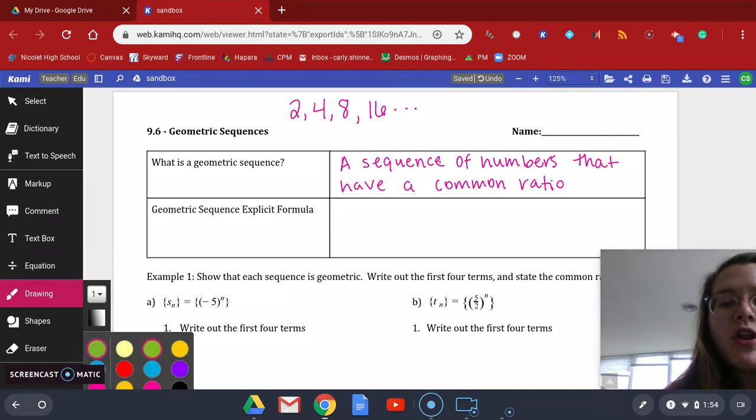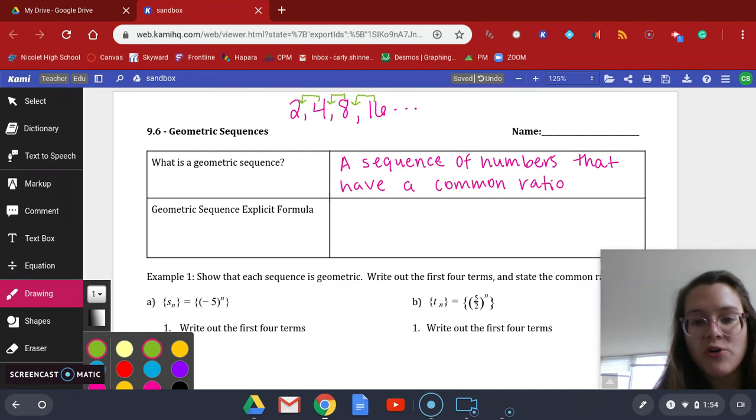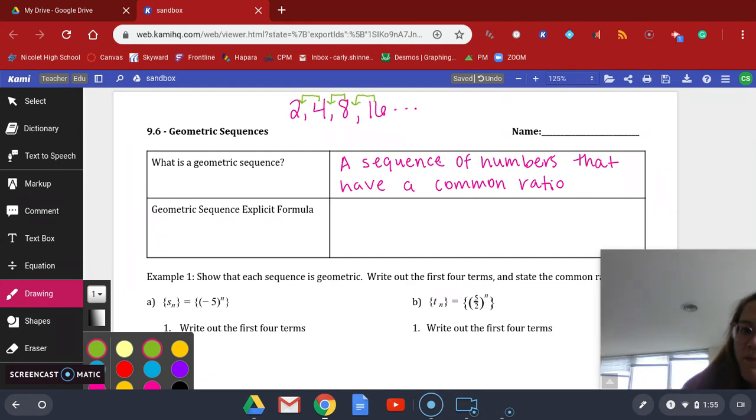And so really what we're looking for here is if I divide any term by the term that comes before it, the ratio has to be the same. So 4 divided by 2 gives me 2. 8 divided by 4 gives me 2. 16 divided by 8 gives me 2. So we really are looking for that consistency, right? For it to be geometric.